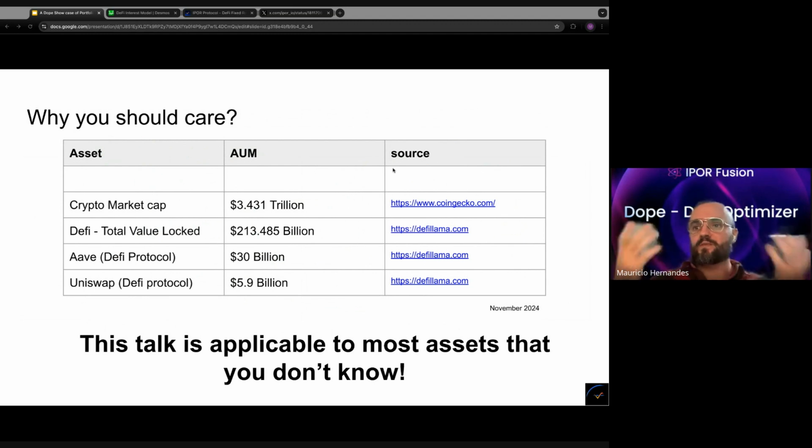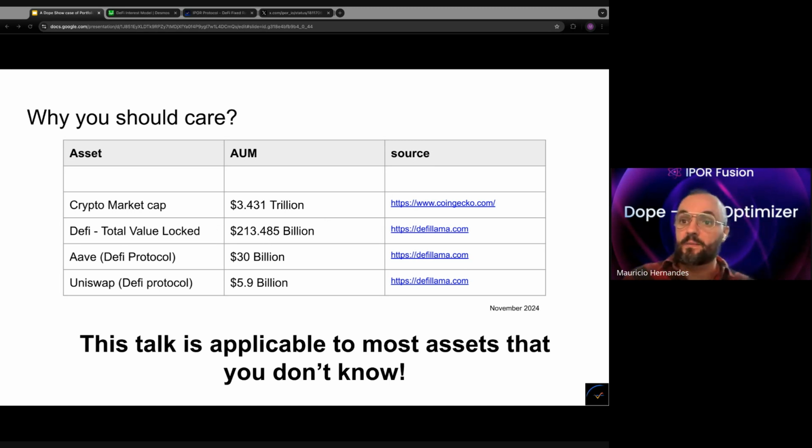I think one way to think of it is like this: the total value locked on DeFi in November, when I collected this data, was roughly $200 billion in assets locked on different protocols like Aave and Compound on the money markets, but also on protocols like Uniswap. So that's more or less the size of the market last month or a couple of days ago.